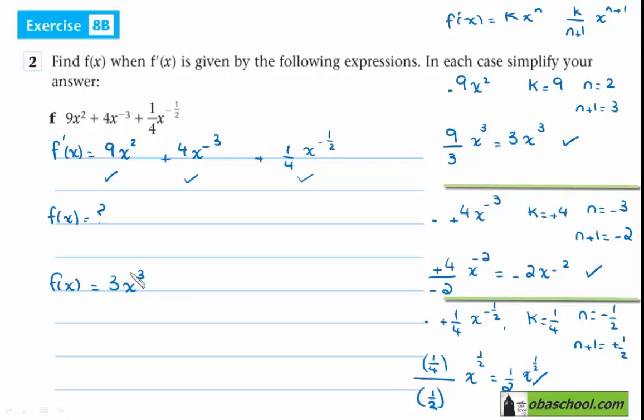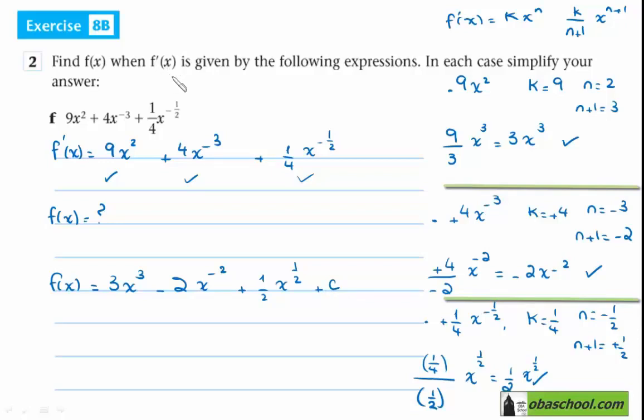So we substitute them in f of x. We get 3x to the power 3 minus 2x to the power minus 2, and the last term, plus 1 over 2 x to the power 1 over 2. And we have to remember always to write the constant c. At the end of each integration, we have to write the constant c.